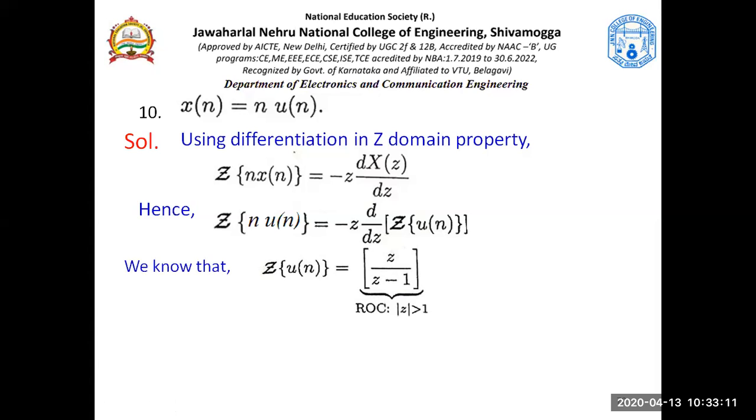Okay, so this needs to be substituted in this place, and then differentiate. Let the ROC be the same, let's not bother about it. Just substitute z by z minus 1 in this place and differentiate with respect to z, and that looks like this. Now, if you differentiate z by z minus 1, what are you going to get? Can you differentiate it, everybody? Differentiate z by z minus 1 with respect to z and multiply minus z to that. What result do you get? Do that, everybody.